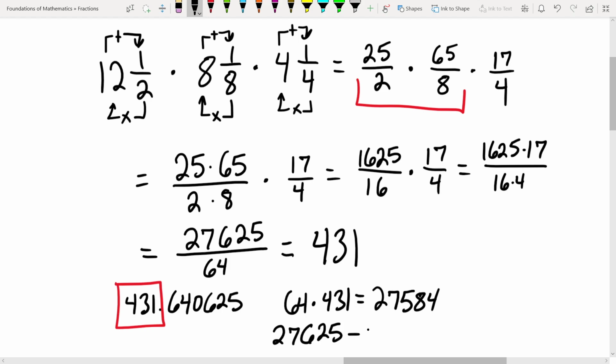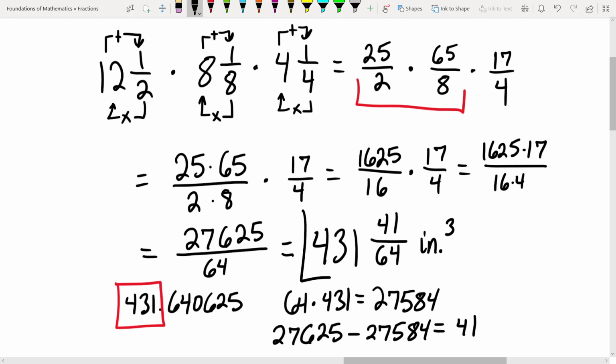27625 minus 27584, and that gives us 41, which means 27,625 over 64 is 431 and 41/64 inches, and this is in volume, so it's going to be inches cubed. And that is the volume of the box with those dimensions.